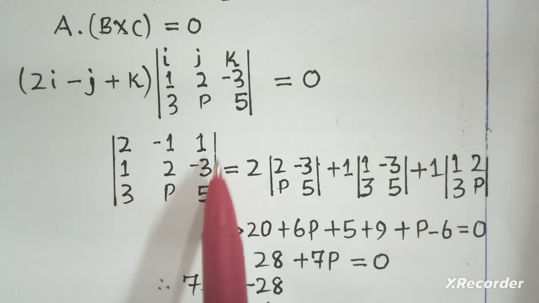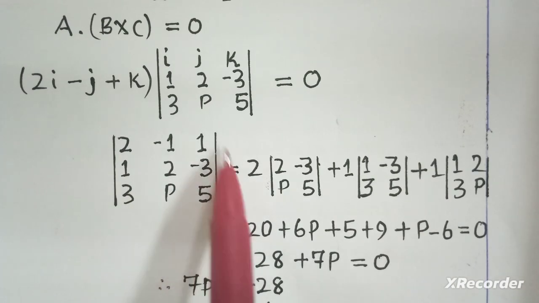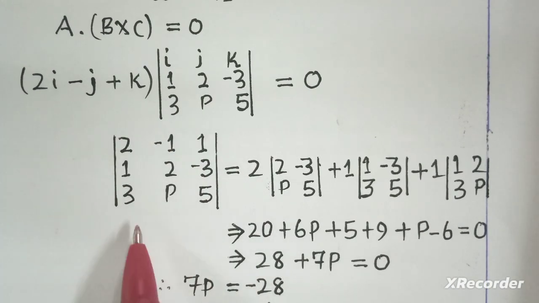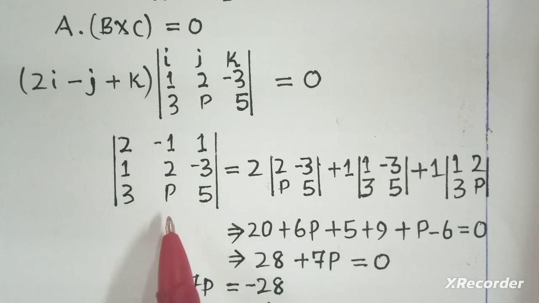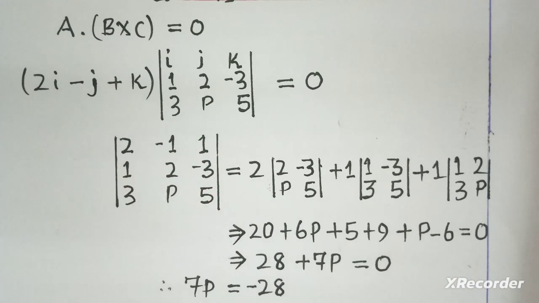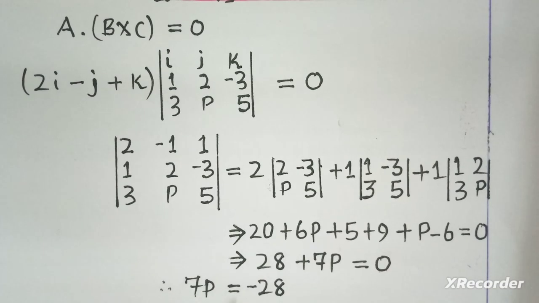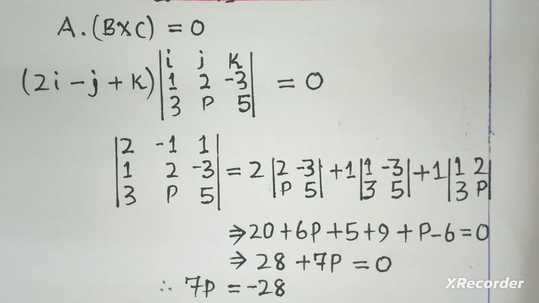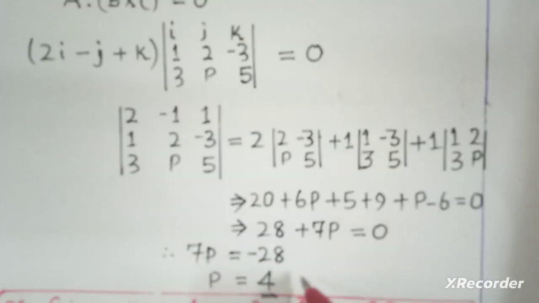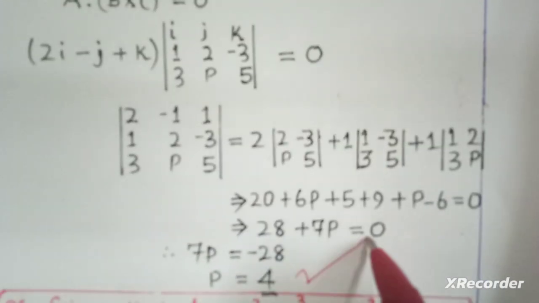From there, guys, we come and find the determinant for that. When we get that, that's what we are going to equate to 0. When we equate to 0, that's when we are going to find P, and the P comes to 4. So this is our solution, guys.